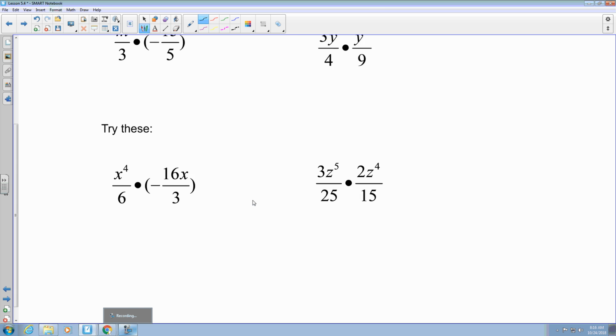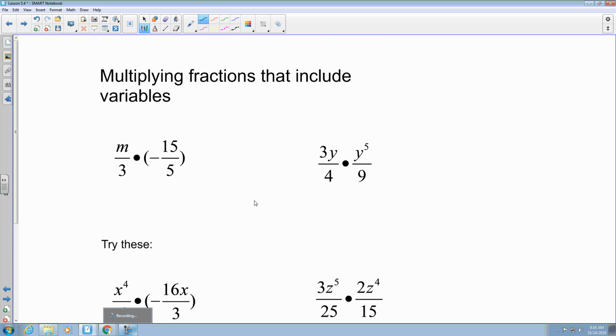All right, last thing we can look at is multiplying fractions that include variables. Still the same process. You can cancel anything out that you may want to, that'll help you reduce it. But in this case, you can multiply variables and numbers together and create those variable coefficients.